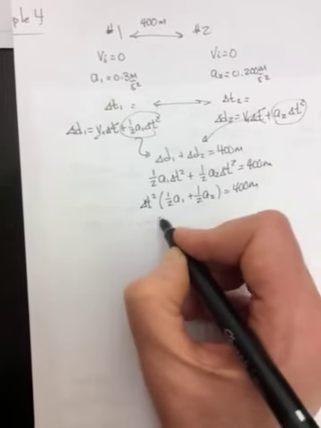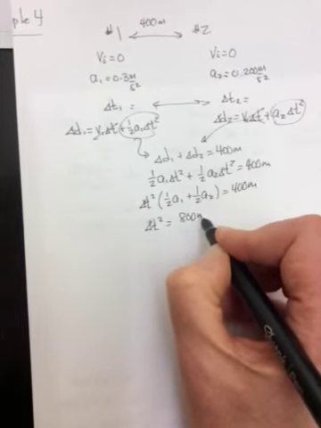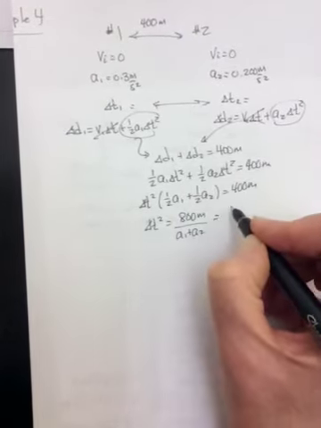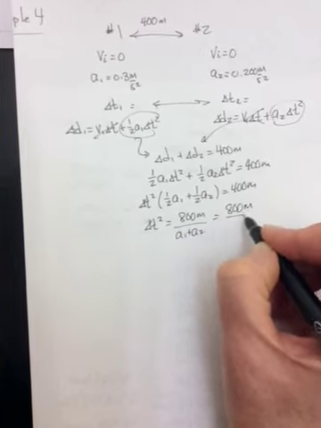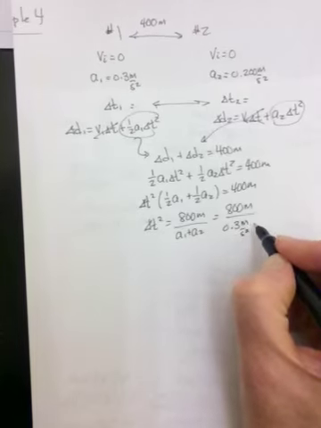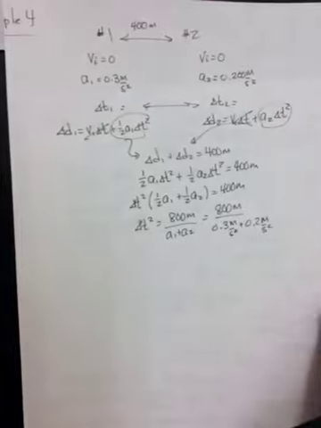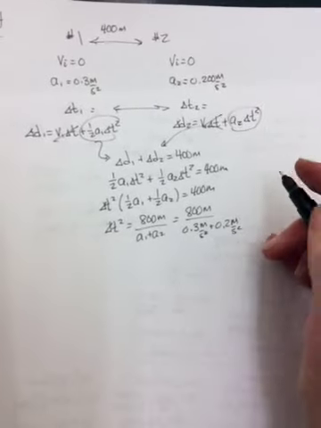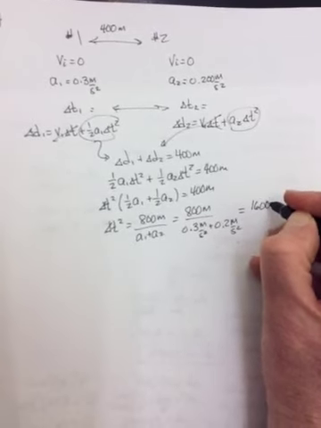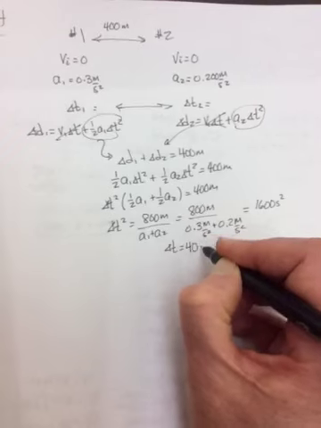And now divide by the bracket. So it'll be t squared is equal to, I'm multiplying now, 800 meters, and on the bottom, a1 plus a2. And now fill in your numbers. 0.3 meters per second squared plus 0.2 meters per second squared. On the bottom is 0.5, dividing by 0.5. It's the same as multiplying by 2, so 1600 seconds squared. Take the square root, t is equal to 40 seconds.